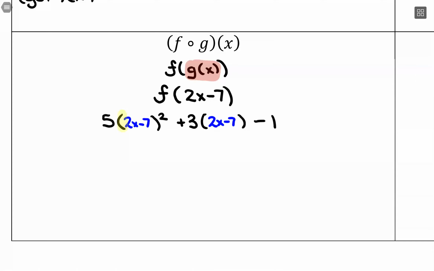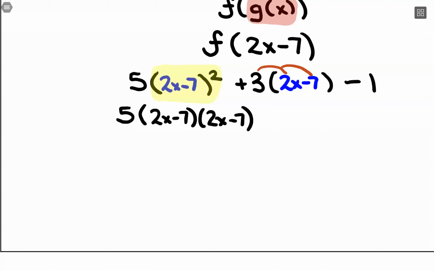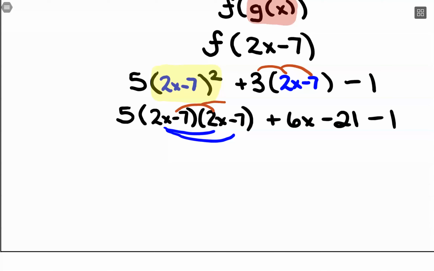So here we're going to have some work to do, this 2x minus 7 squared. And if it helps to avoid mistakes, think of this as 5 times 2x minus 7 times 2x minus 7, so that you can clearly see that we need to FOIL there. Out here, we're just going to distribute the 3 in, so that's the same thing as plus 6x minus 21, and then we have a minus 1. So what we're going to do is FOIL. So we'll have 2x times 2x, 2x times negative 7, and negative 7 times 2x, and negative 7 times negative 7. So I'm going to keep that 5 out front.